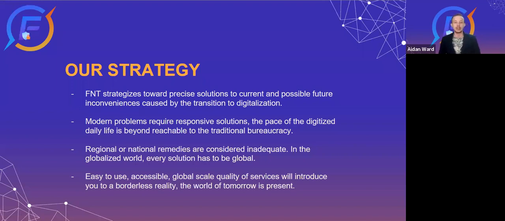We're going to make sure that the platform is easy to use, accessible, and has a global scale quality of services, which will introduce everyone to a borderless reality where the world of tomorrow, in terms of finance, is only at your fingertips. Sounds pretty good?